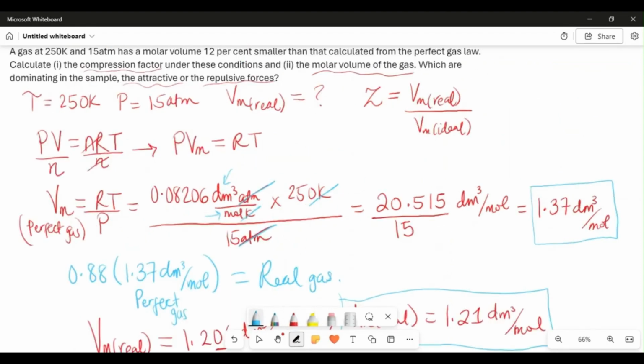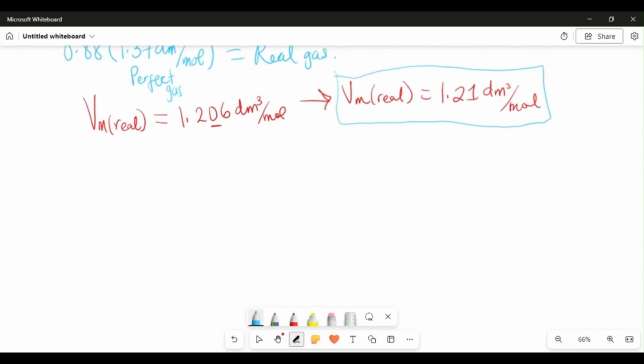So the second part of the question now asks us to find the compression factor under these conditions. Well, we can see the compression factor is actually the first question, the molar volume is the second question, but you actually end up finding the molar volume in this question before you can find the compression factor, if that makes any sense. Anyways, the compression factor under these conditions, well, we have Vm real divided by Vm ideal, or your Vm perfect, whatever you want to call it. So we have compression factor Z is the same thing as the molar volume of the real gas divided by the molar volume of the perfect gas or the ideal gas, whatever you want to call it.